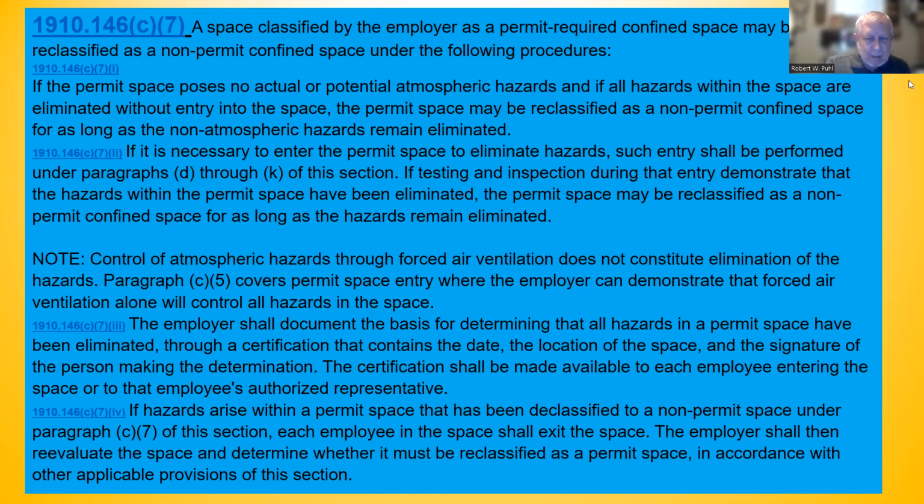The employer shall document the basis for determining that all hazards in a permit space have been eliminated through a certification that contains the date, the location of the space, and the signature of the person making the determination. The certification shall be made available to each employee entering the space or to that employee's authorized representative. If hazards arise within a permit space that has been declassified to a non-permit space under paragraph C7 of this section, each employee in the space shall exit the space. The employer shall then reevaluate the space and determine whether it must be reclassified as a permit space in accordance with other applicable provisions of this section.